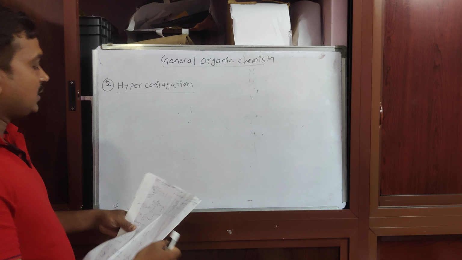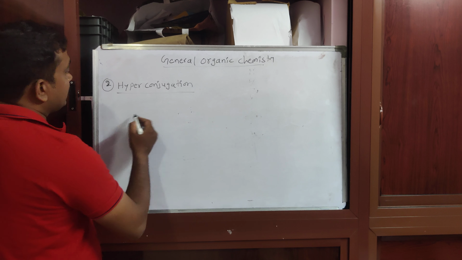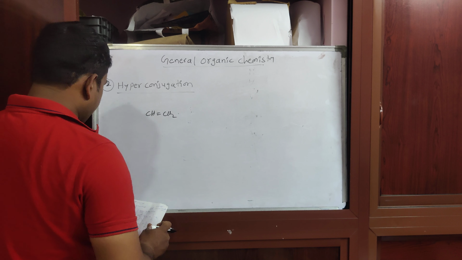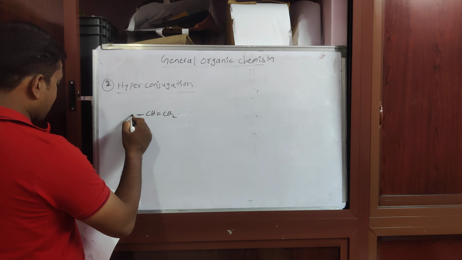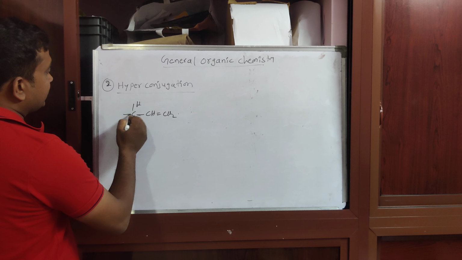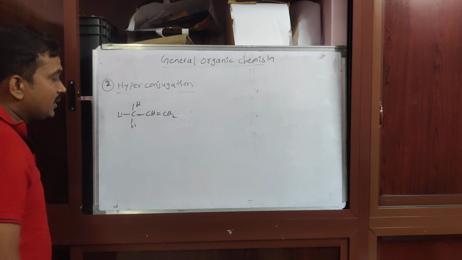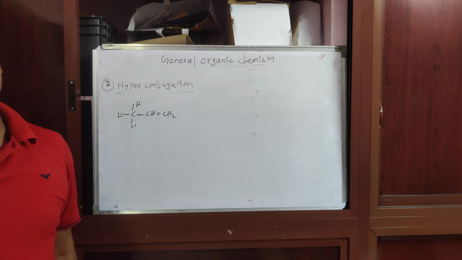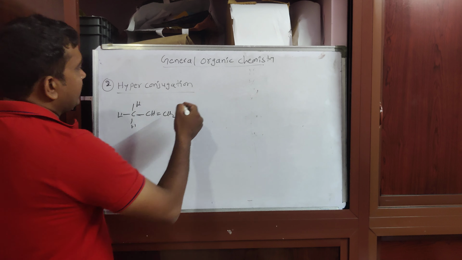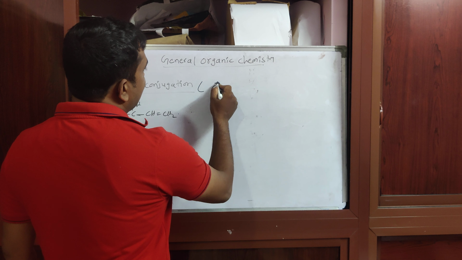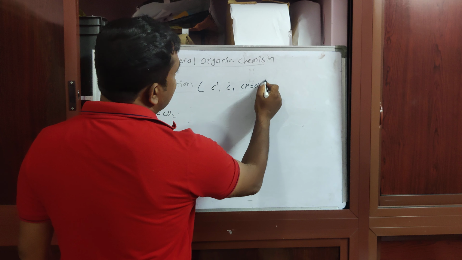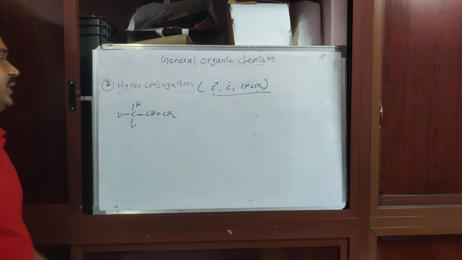In case of alkene, for example, if you take this alkene, this carbon is called the alpha carbon. In the case of alkene, in which compounds is hyperconjugation shown? We discuss three: carbocation, carbon radical, and alkene. These will show hyperconjugation.